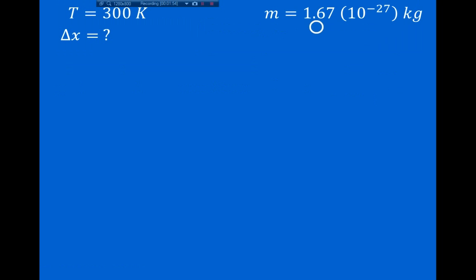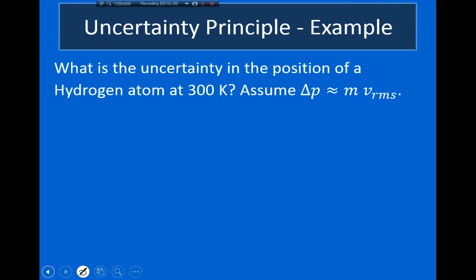So here is the mass of a hydrogen atom, and remember, the way that we calculate the RMS speed for a gas is that we use this equipartition theorem, which says that the average kinetic energy is going to be equal to 3/2 kT. So that's the average kinetic energy of an atom inside a gas. And the kinetic energy is also equal to 1/2 m times the RMS velocity squared. So we're going to need to calculate this RMS velocity to calculate the uncertainty in the momentum, because we were told to assume that the uncertainty in the momentum was equal to the mass of the hydrogen atom times this RMS velocity.